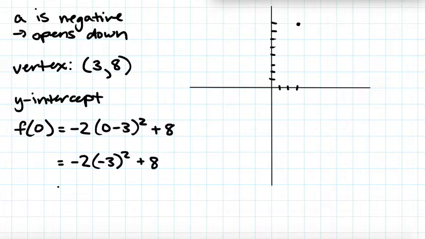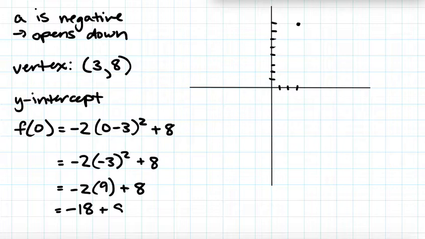Then I'm going to do the exponent. Negative 3 squared is positive 9. Negative times negative. Then I'm going to multiply. Negative 2 times 9 is negative 18. And negative 18 plus 8 is negative 10. So that's going to be my y-intercept.